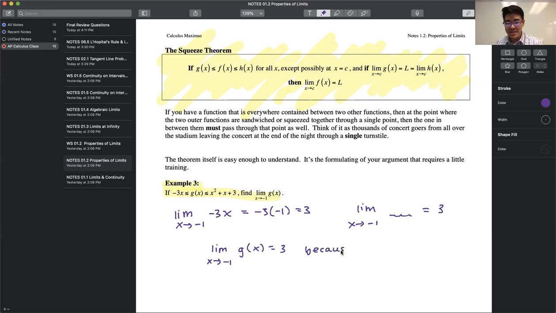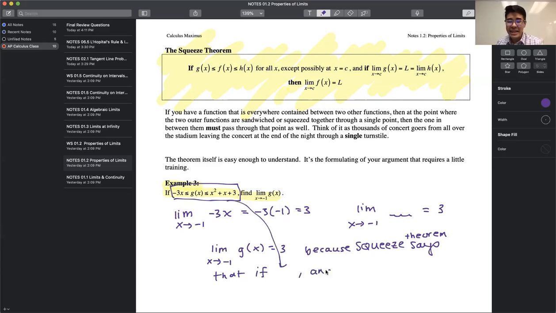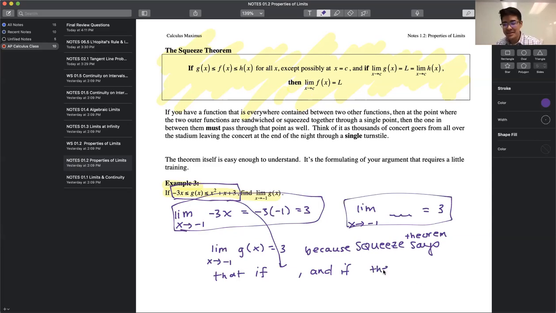because Squeeze theorem says that if, and then you want to put the whole statement there, that if this statement is true, just copy it there, and if this limit is equal to 3 and that limit is equal to 3, then the limit of g of x is equal to 3. You need to be a little bit redundant like that just to make sure you're showing that you understand what Squeeze theorem is saying, right?